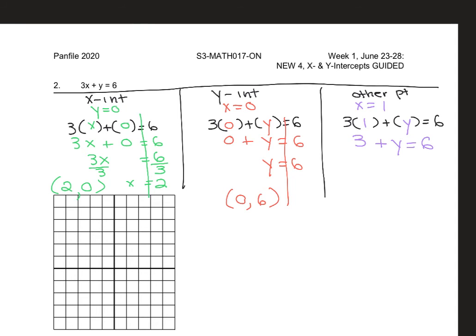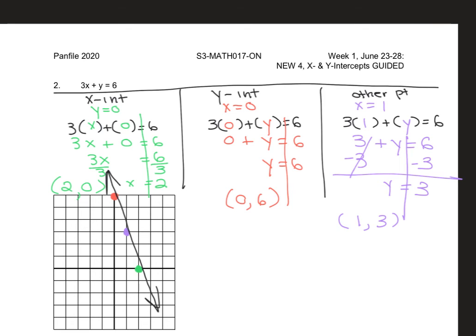Last one, you have 3 plus y equals 6. Subtract 3 from both sides. You get y equals 3. And again, just be careful with this point because this one is 1, 3. So plotting your 3 points, we have 2, 0, which is your x-intercept, 0, 6, which is your y-intercept, and 1, 3, which is your other point, which is your check, which works. And your not so straight maybe line to check your work.